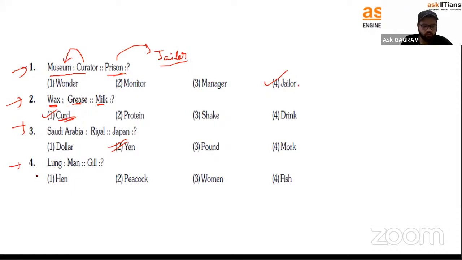Question four. Lung is to man. Then gill is to what? Lung is to man, then gill is to fish. Yes, because it's basically the respiratory organ. Man has lungs and fish has gills, right? So, got the idea of analogy? The pattern is there.